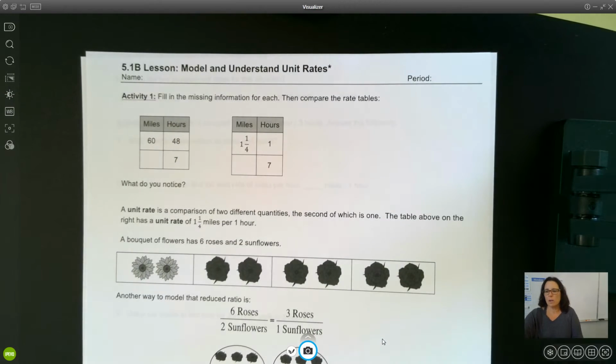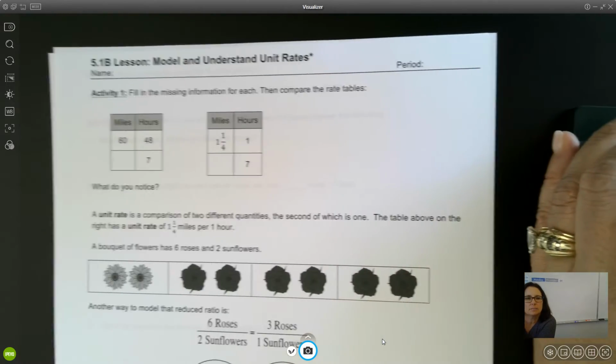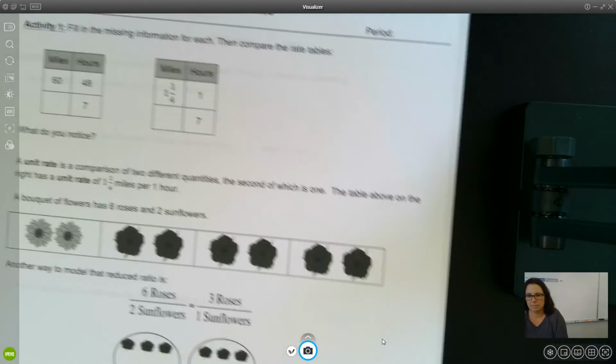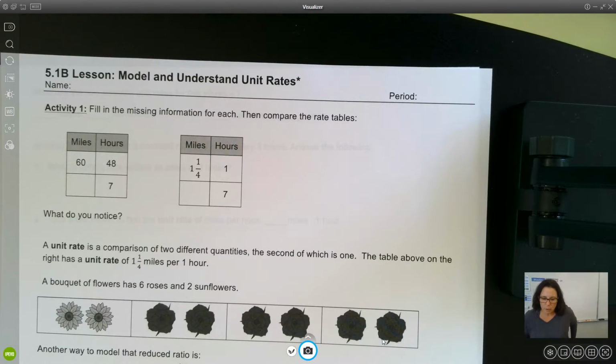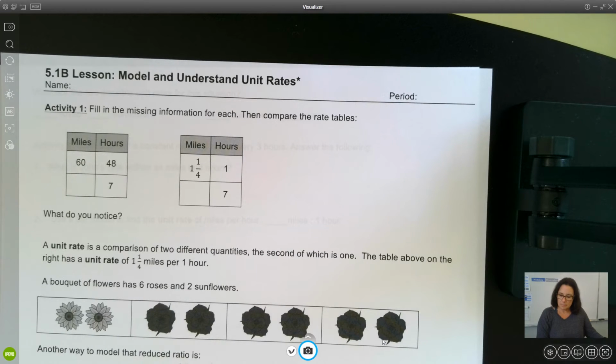Alrighty, guys. So 5.1b, let me try to zoom that in a little bit here. Okay, sorry. All right, so 5.1b lesson, we are modeling and understanding unit rate. So we talked in 5.1a about ratios. Now we're going to be talking about unit rates. It says fill in the missing information for each, then compare the rate tables.